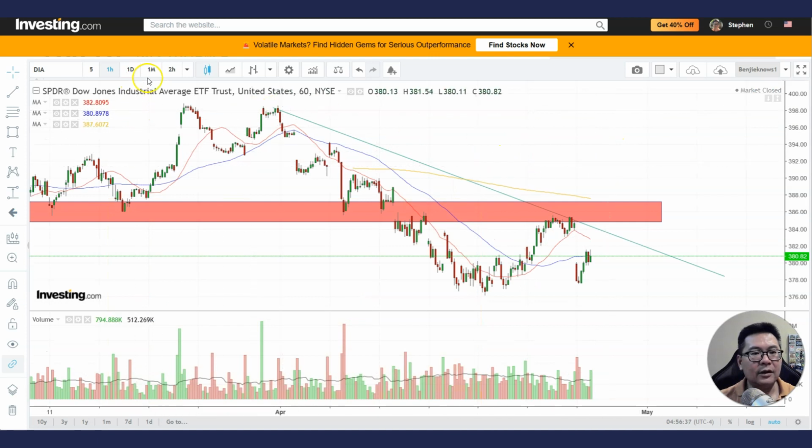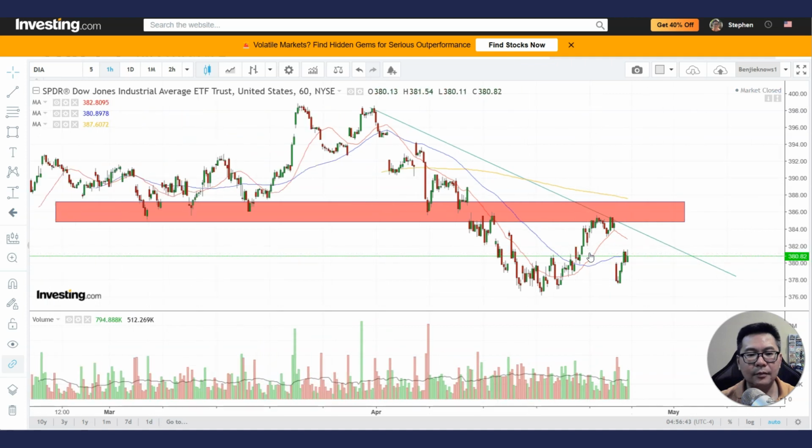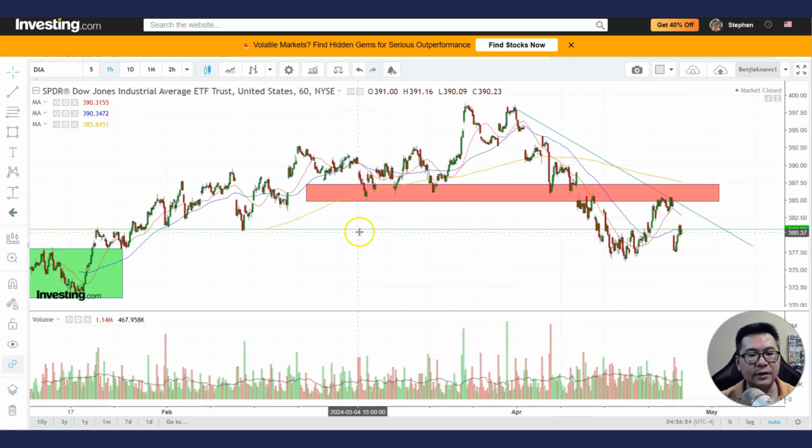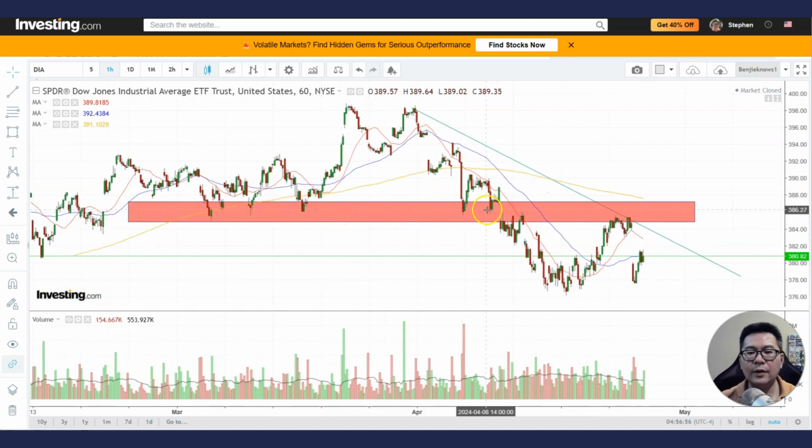Alright, Dow: gap down, but close a bit higher. The reason this area cannot go above this downtrend line is that here is an area of supply. This is a 60-minute chart. Supply always needs to be absorbed, so this area would have helped to absorb the supply here.